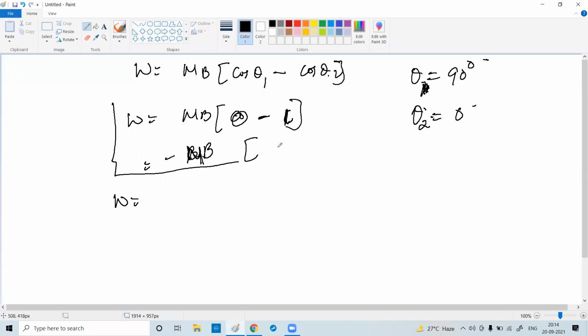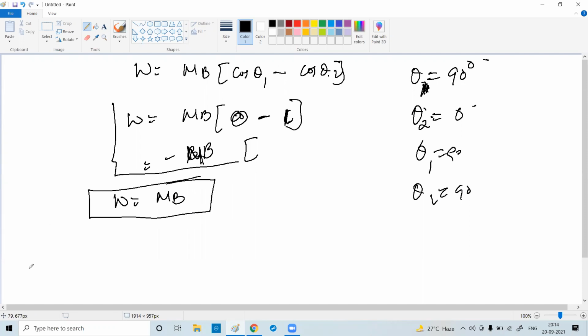Next, again theta 1 is 90, theta 2 is 90. Both are 90, then both cosines will be 0, so W will be MB. Yes, sir. Minus MB for one, and zero for this one. Next, theta 1 is 90, but theta 2 is minus 180.